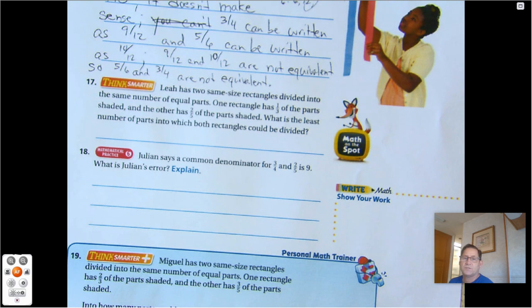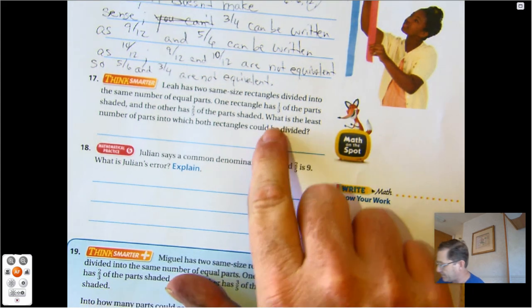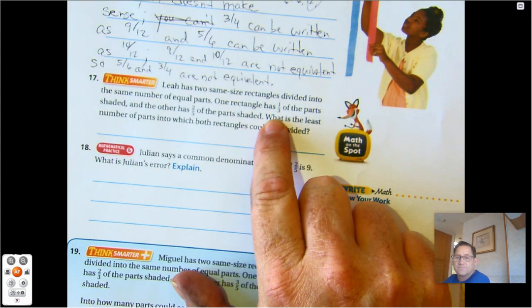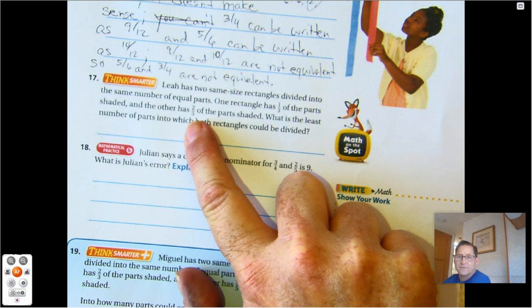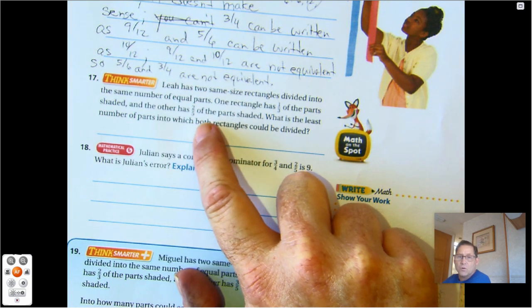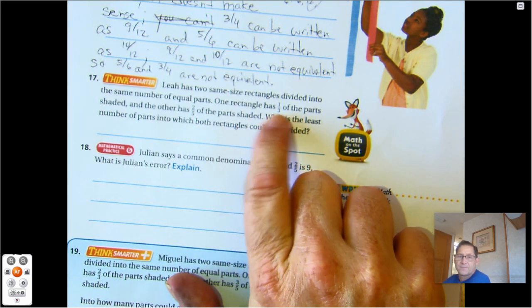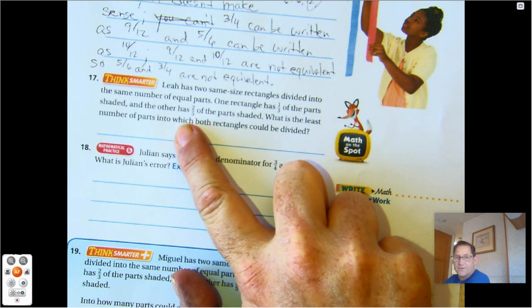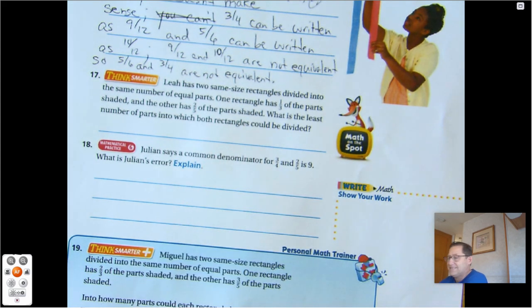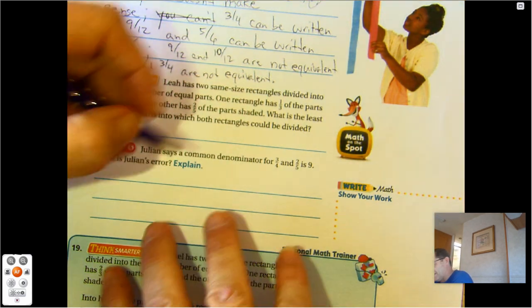17. Leah has two same-sized rectangles divided into the same number of equal parts. One rectangle has 1/3 of the parts shaded, and the other has 2/5 of the parts shaded. What is the least number of parts into which both rectangles could be divided? Well, this one has 3 parts, this one has 5. If we multiply the thirds by 5 and the fifths by 3, it would be 15. So 15 parts.